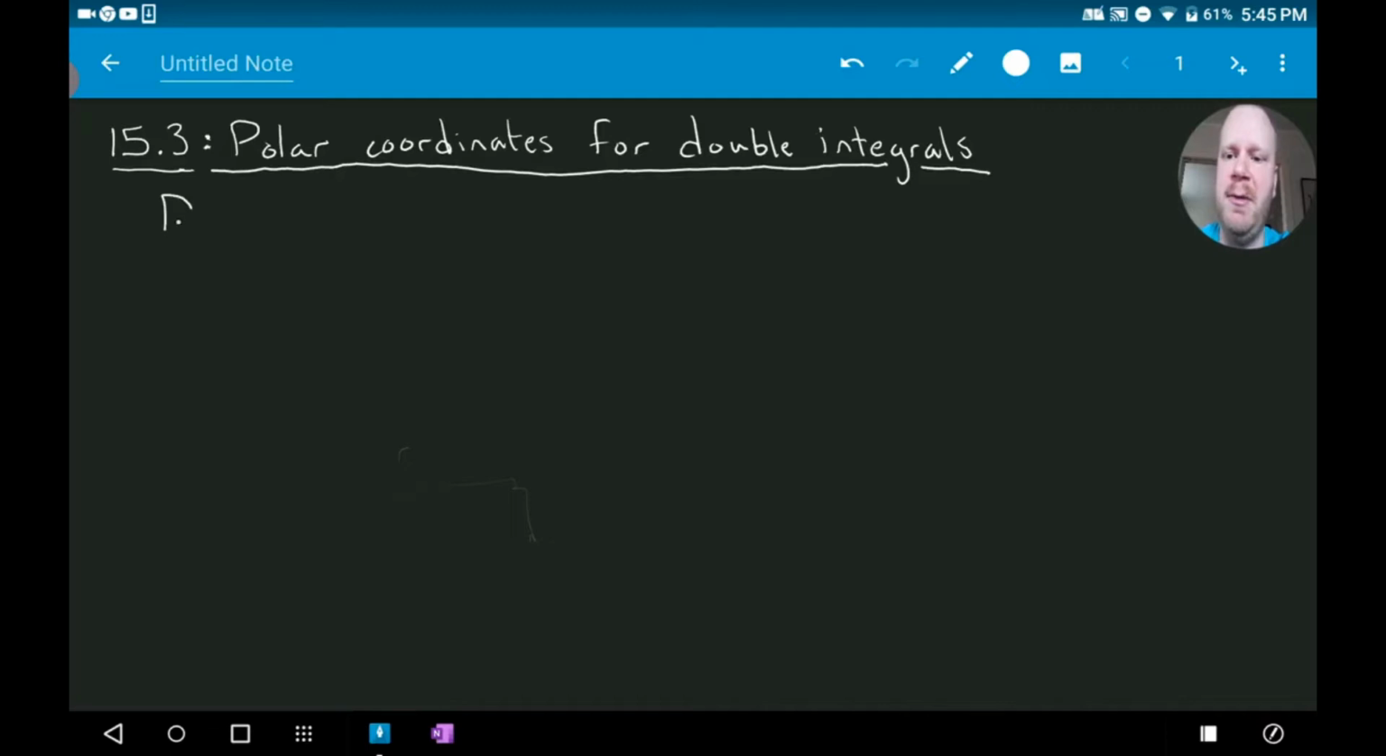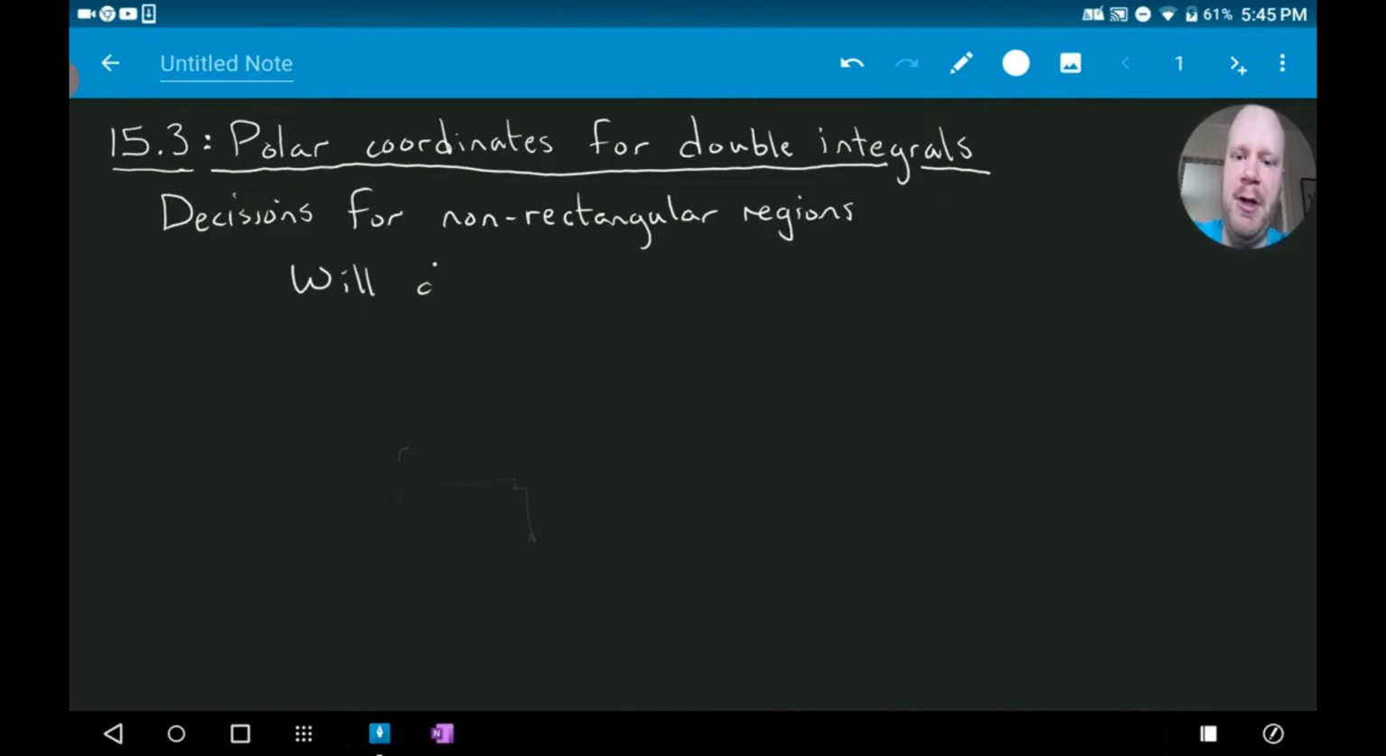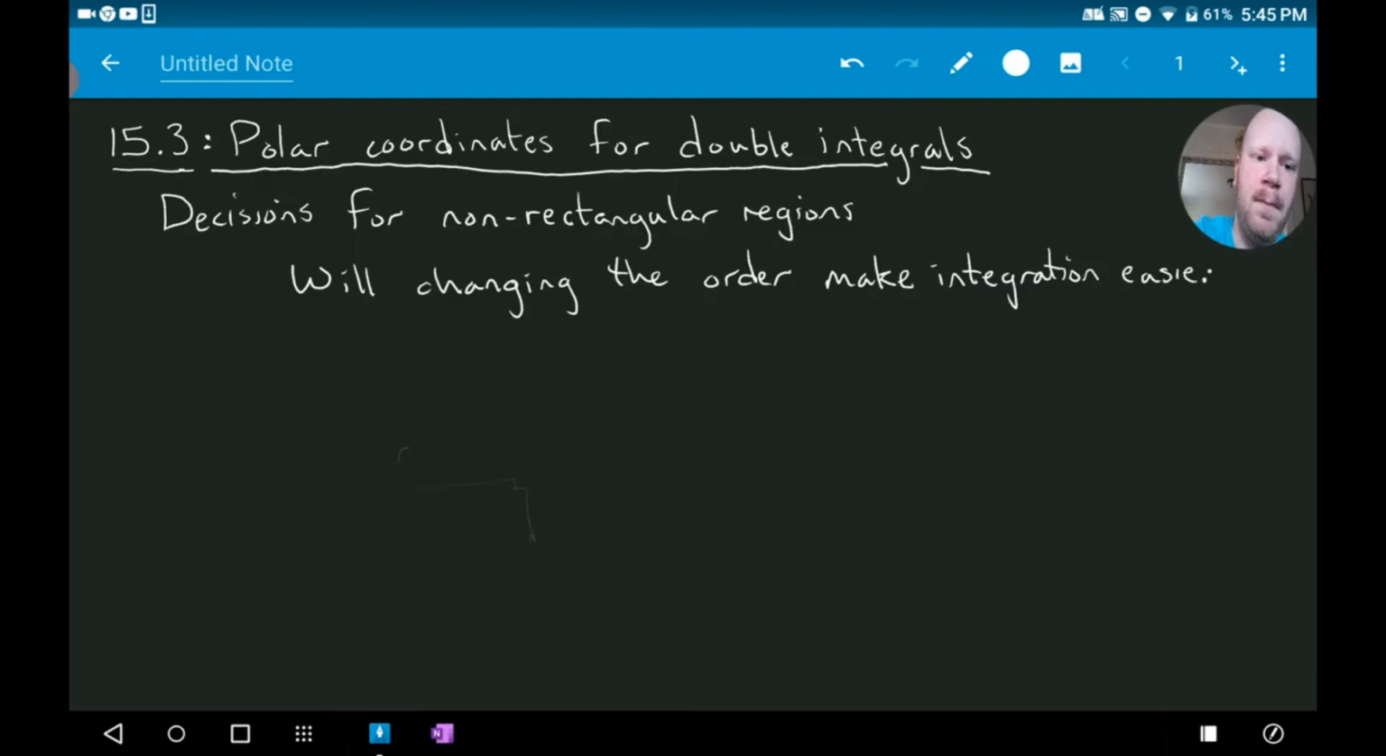And I want to think about some of the decisions that we made for non-rectangular regions. One of which is we can say, will changing the order make integration easier? So that I mean, is dx dy the better option, or is dy dx the better option? We can also think about, that's not much of a decision, but we can't use Fubini's theorem.